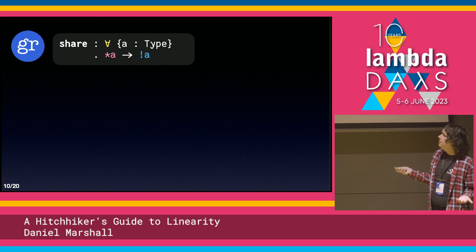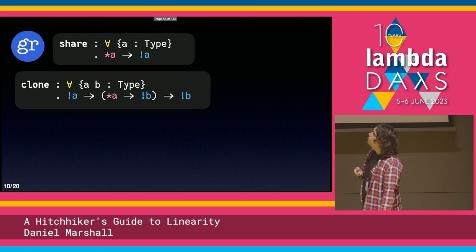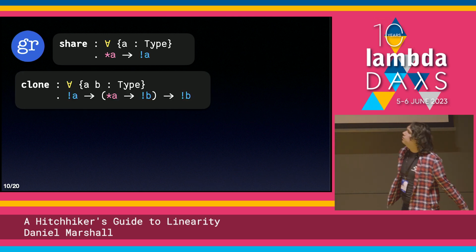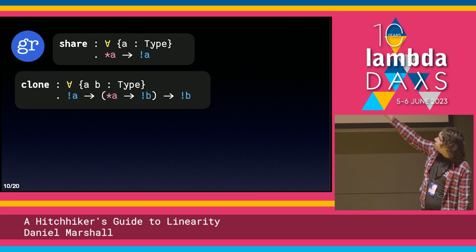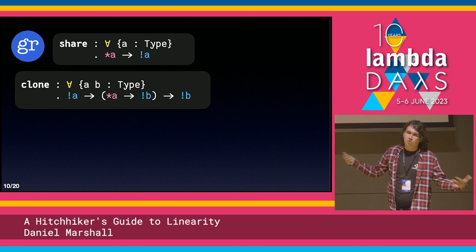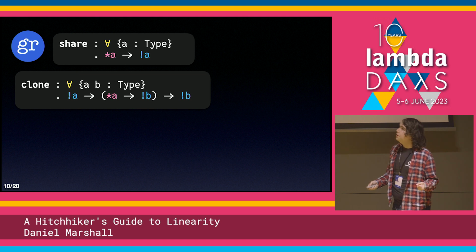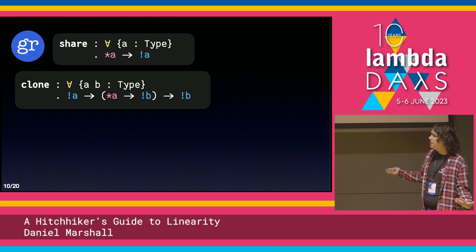This just represents that sharing behavior. We also have a slightly more complicated primitive, which is called clone. So the way this works is, say that I have a function, this middle argument to the clone here, which requires a unique input of type A and returns some unrestricted thing of type B. But I don't have a unique thing of type A, I only have an unrestricted thing of type A, so it seems like I can't do this.